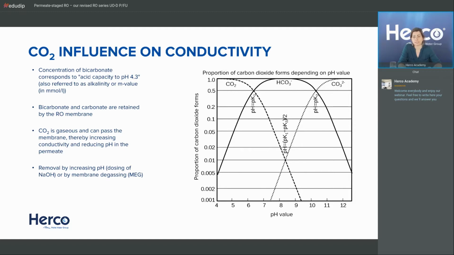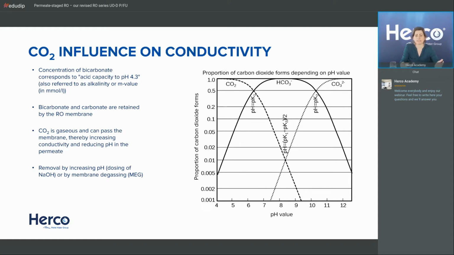Now, when CO2 passes the membrane, it's going to dissolve again later in the different forms, and you will see, because of the charges of these ions, an increased conductivity and a reduced pH in the permeate. So that's why we sometimes need to remove CO2 as well, and we need to include a membrane degasser. Or, an easier option that probably you have used in other projects as well, we can dose NaOH to drive up the pH value, convert CO2 into bicarbonate, and remove it that way.